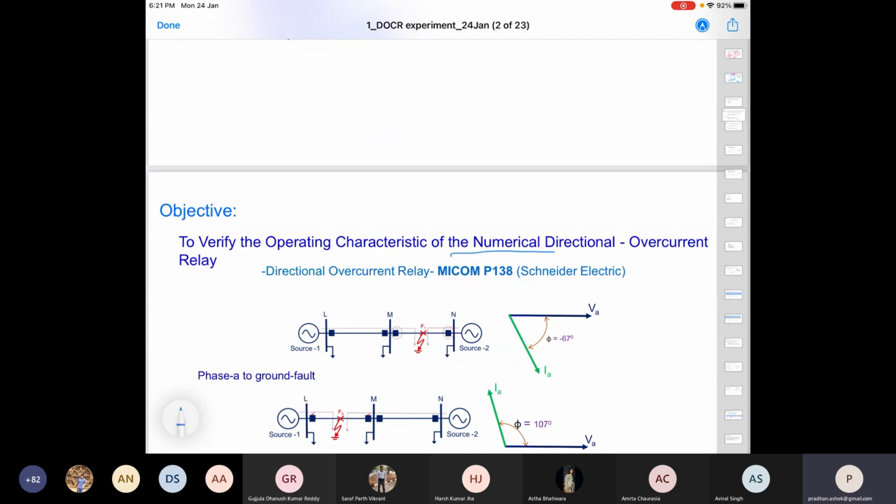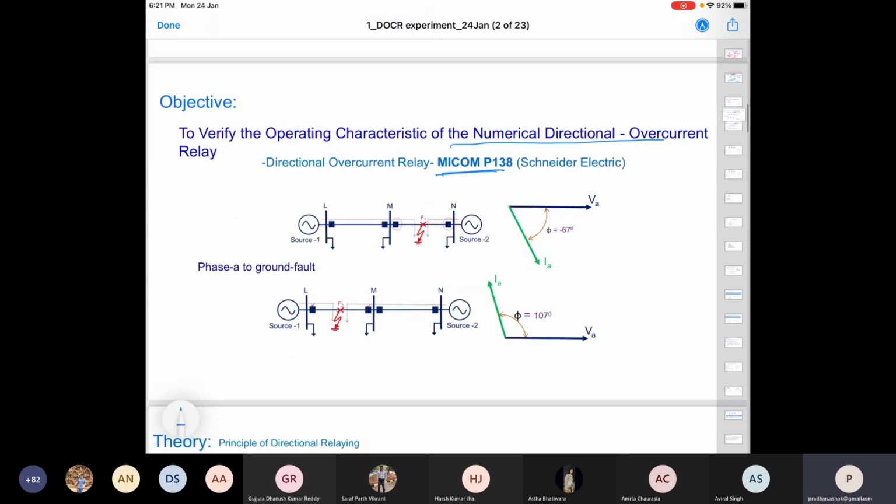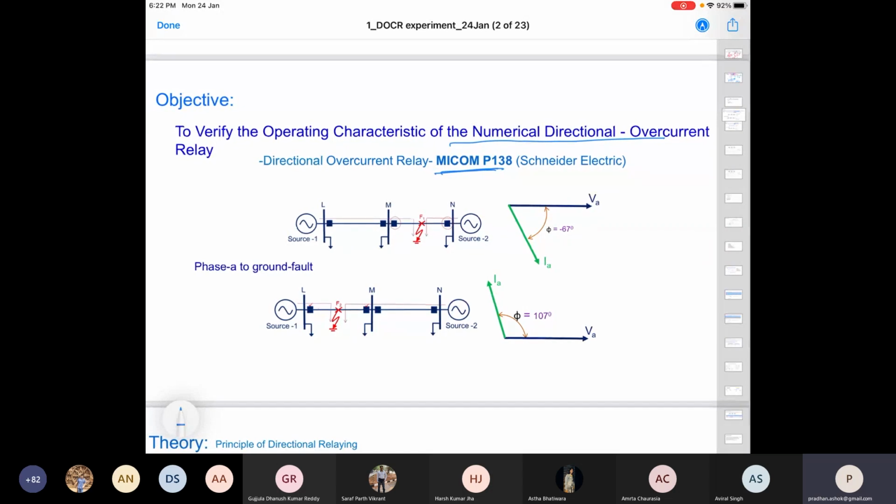So this is again a numerical directional overcurrent relay, the Schneider MiCOM P138 series relay. These are very powerful relays. This is not the only thing it has; it can have many more things incorporated. This is a 3-phase relay, used in distribution systems and transmission systems, particularly distribution systems, but for transmission systems we use something different, which we'll talk about, the distance relay, after this presentation.